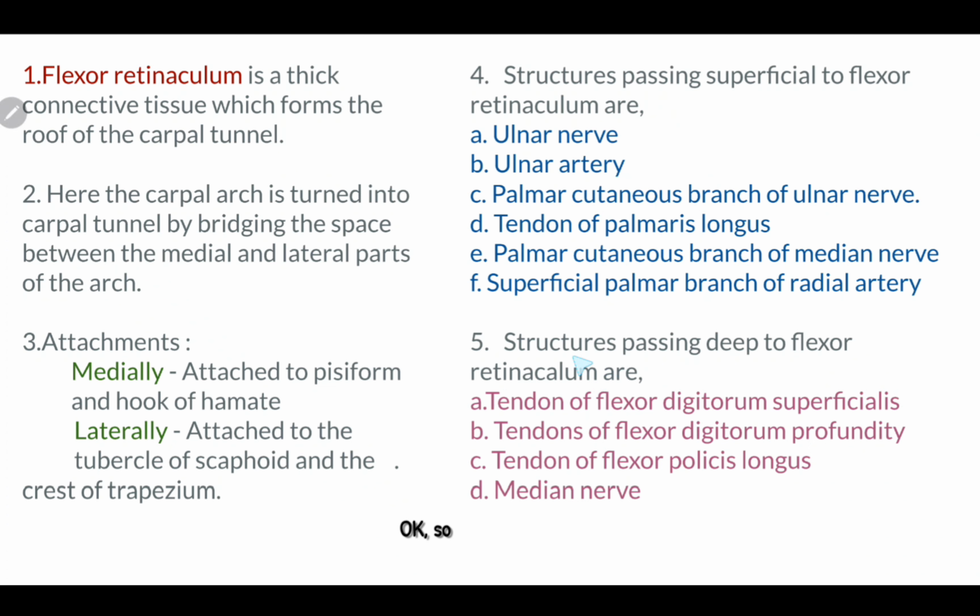Okay, so structures passing deep to the flexor retinaculum are tendon of flexor digitorum superficialis, tendon of flexor digitorum profundus, tendon of flexor pollicis longus, and the median nerve. So the structures passing deep to the flexor retinaculum is very important. It itself is a 2 mark question.